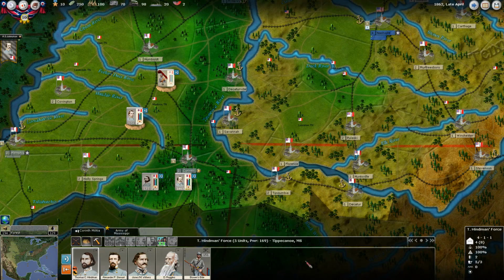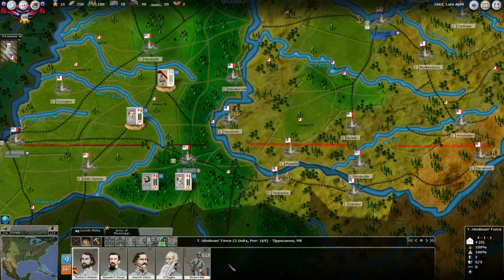Because for independent stacks, the max you can do is 8 command points. You can't go any higher than that. So we could put 10 brigadier generals here, and it's not going to go up. It's going to stay at 8. All right, so I just want to demonstrate that as well. So it is possible to operate with independent stacks.